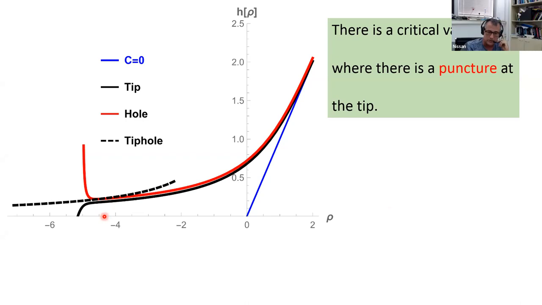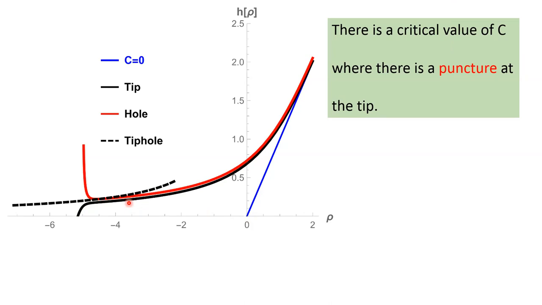Yes, that's right. So what is rho? Rho is the invariant distance from the original tip. Normally it ends at zero. But what happens now is that because of the back reaction, you push the tip further and further to the left, and at the critical point, it is pushed all the way to infinity. So it is as if you have a puncture at the tip of the cigar.